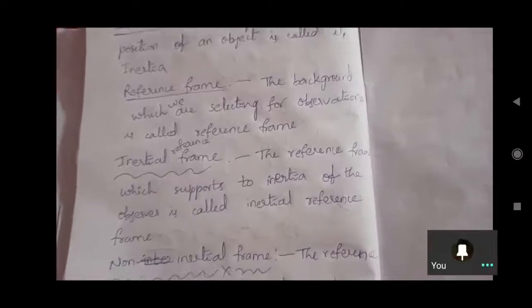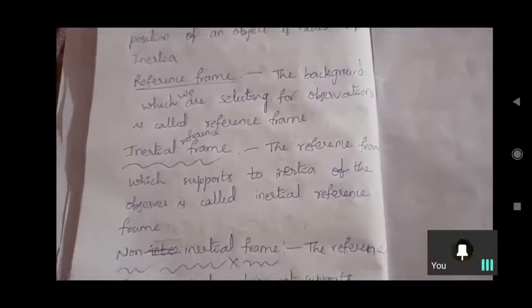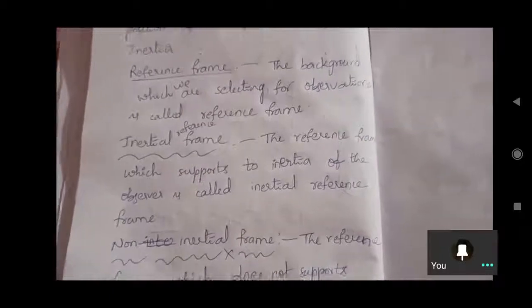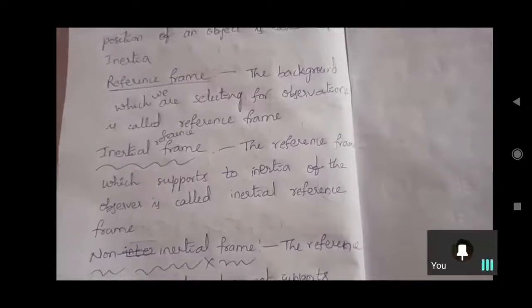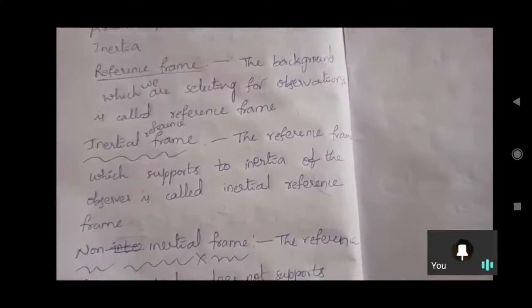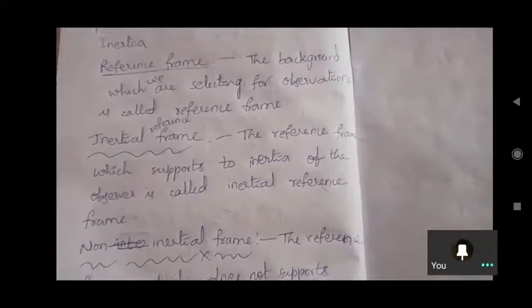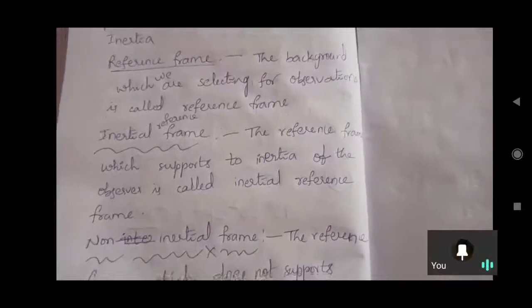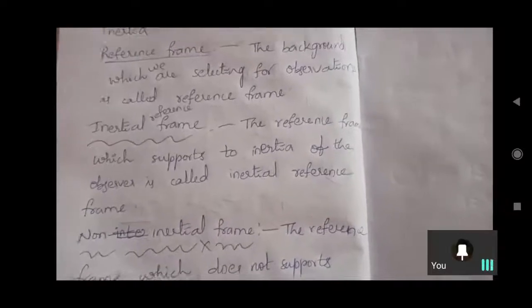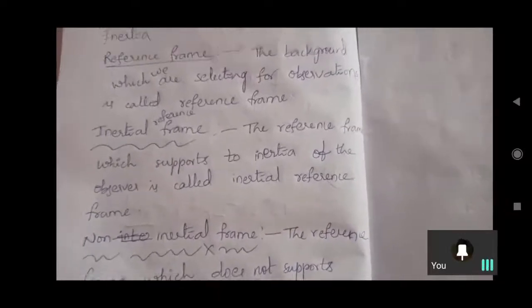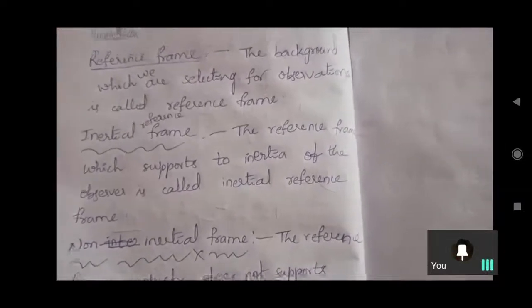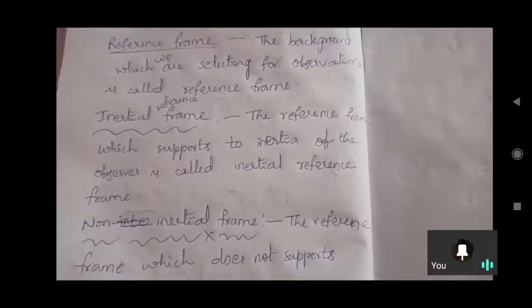Inertial frame. I think you have already heard about that. Inertial frame, non-inertial frame. What is a reference frame? I want to discuss that with you. A reference frame means the background which we select for observations according to motion and position. Which objects we are selecting and which frame we are selecting. Frame means the background we select for observations. For example, if we want to observe a bus, then the road is the reference frame. Yes, the road is the reference frame for that bus.